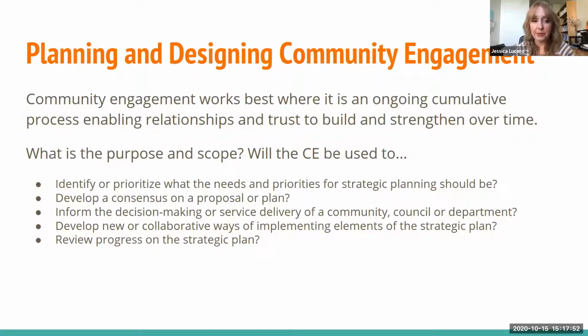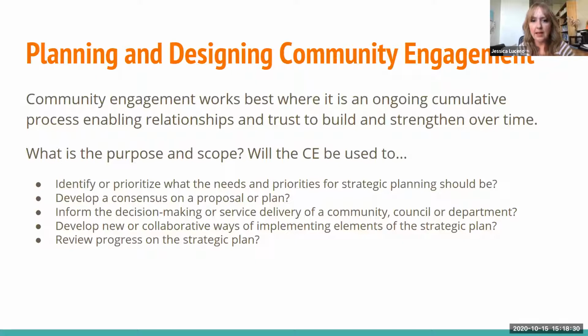Are we hoping to engage community members to inform decision-making or service delivery of a community or for a council or for a department? Are we engaging our community to develop new or collaborative ways of implementing the strategic plan itself? So sometimes a strategic plan will be adopted in a community and the work will be going fine, but for a million reasons, there are so many blockades that can get in our way, especially at this major systems level change that needs to happen in our communities. There are so many wrenches that can be thrown into that system.